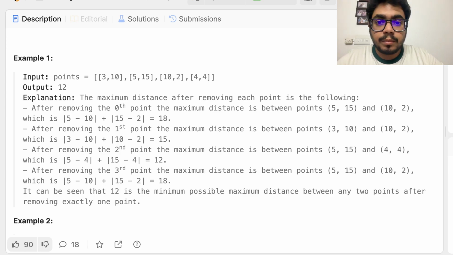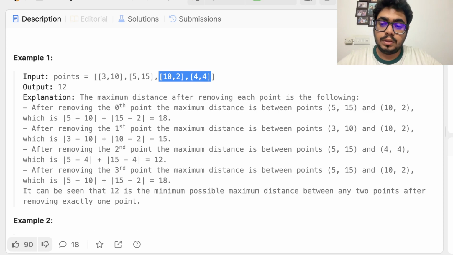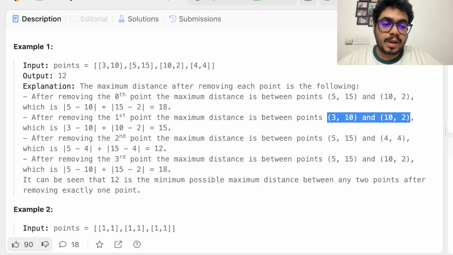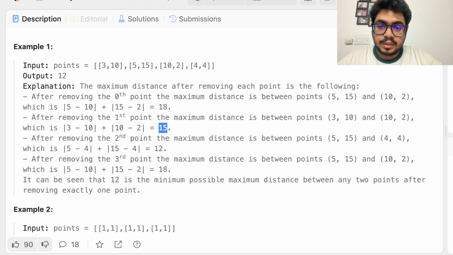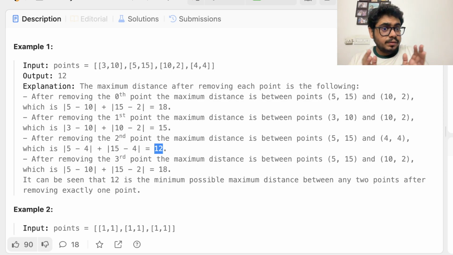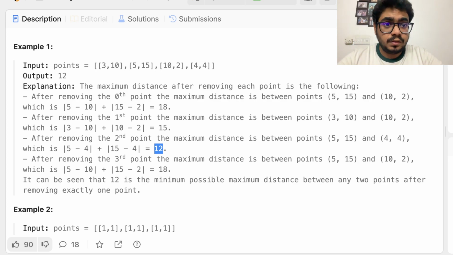Second option, you can remove (5, 15). If you remove (5, 15), we are left with (3, 10), (10, 2) and (4, 4). Out of these three, again, the maximum Manhattan distance is between (3, 10) and (10, 2), which is 15. Similarly, if you remove (10, 2), you will get 12 as the answer. You remove (4, 4), you again get 18 as the answer. So out of these four options, the best is to remove (10, 2) so that we can get the minimum value of 12. So for our remaining elements, find the maximum Manhattan distance and find the minimum out of all these values. That is what the question talks about.